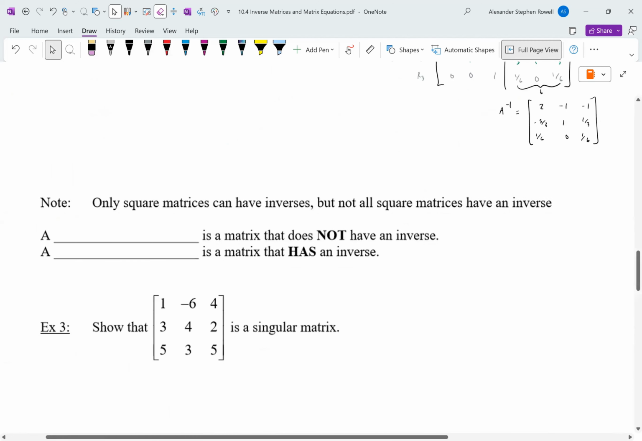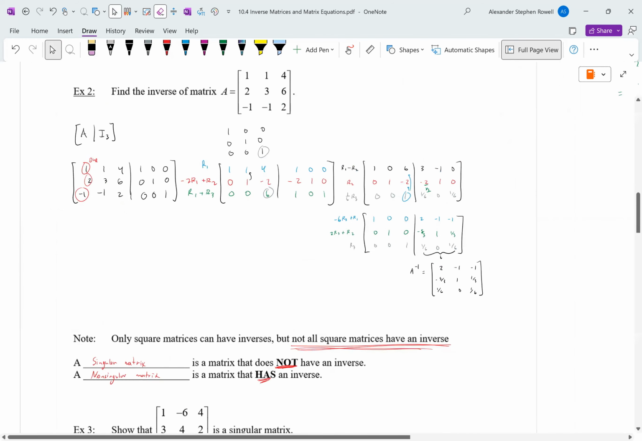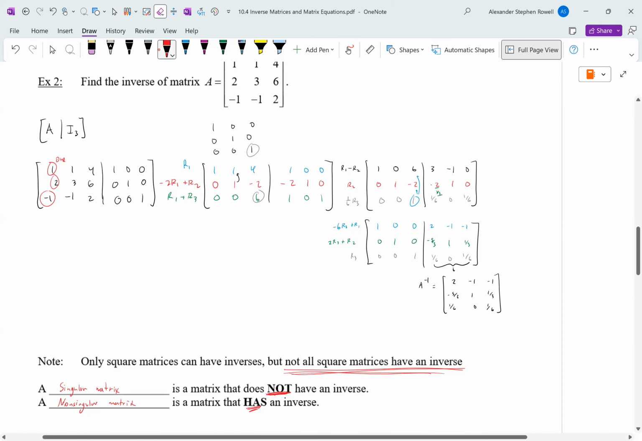Okay, a note, only square matrices have inverses, but not all square matrices have an inverse. This is a really important point. We call a singular matrix a matrix that does not have an inverse, and a non-singular matrix has an inverse. From example 2, is that a singular matrix or a non-singular matrix? I found the inverse, therefore it is non-singular.